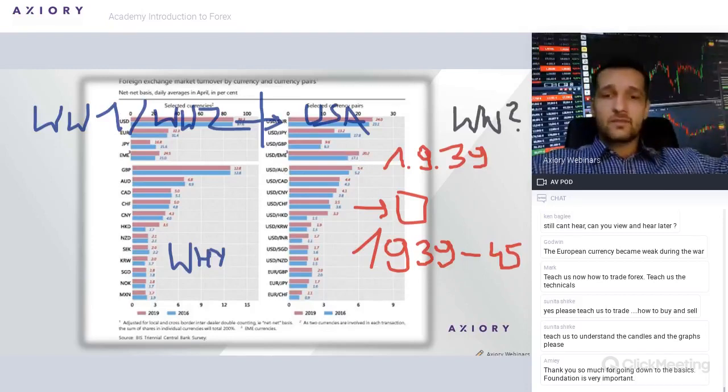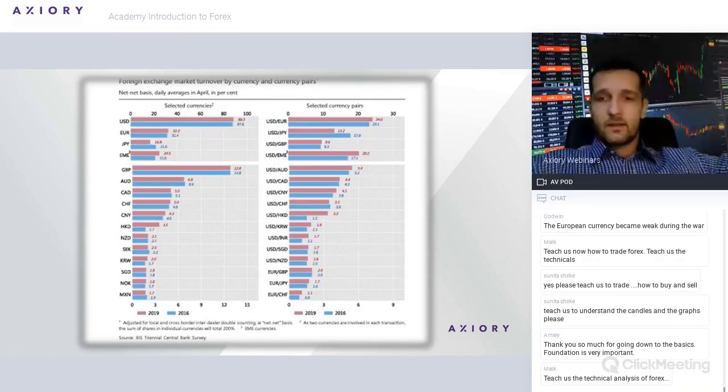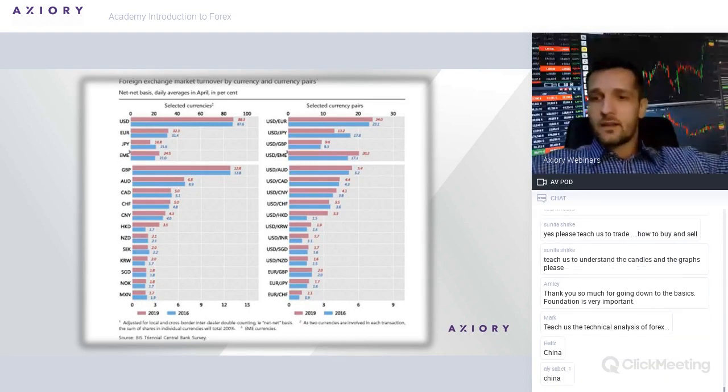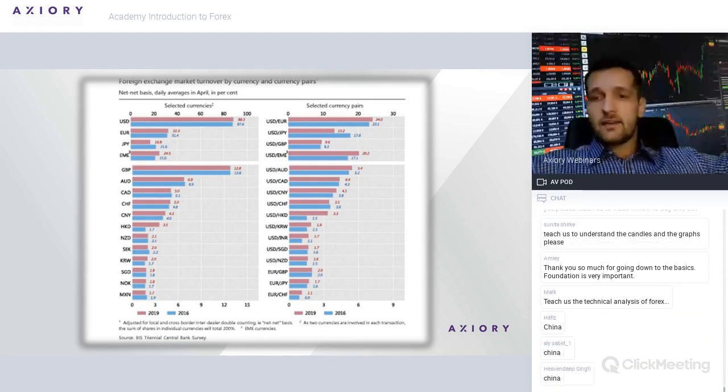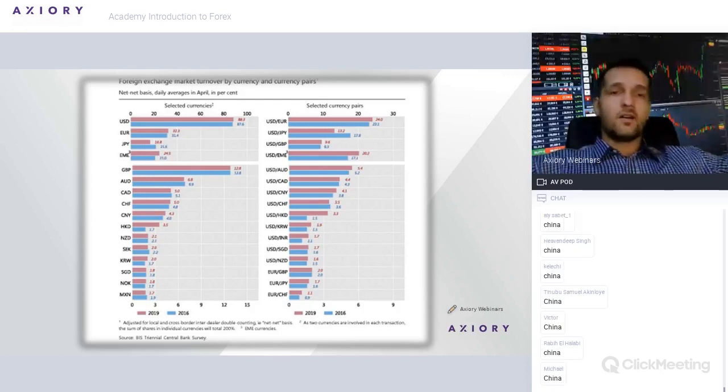What is the country which is trying to change this situation right now? American dollar hegemony is threatened by China. Yes, China. Okay, my friends, let's move on.